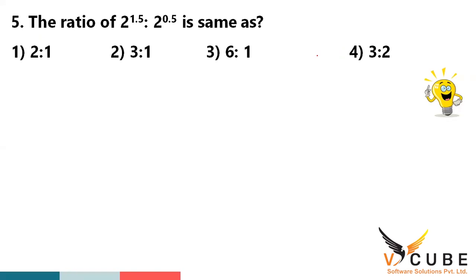Three is to 1. Excellent, Andy. Wrong answer, Andy. 2 is to 1. Yes, very good. How, Andy? 2 to the power 1 is 1 point. Yeah, Andy, tell me.